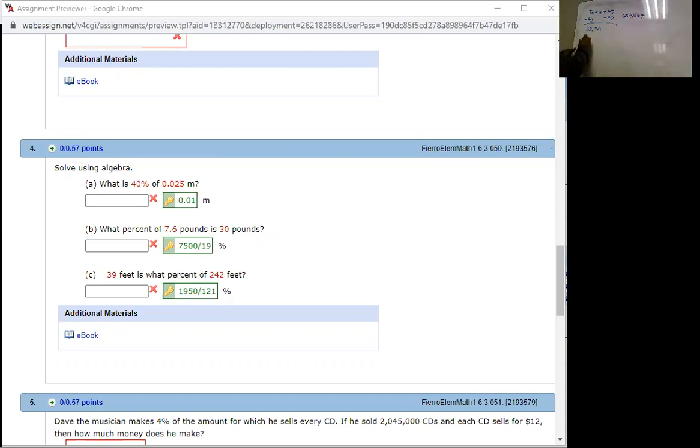So we take 32, multiply that by 4 to get 128. So in 1 minute, the cricket will chirp 128 times. Okay.